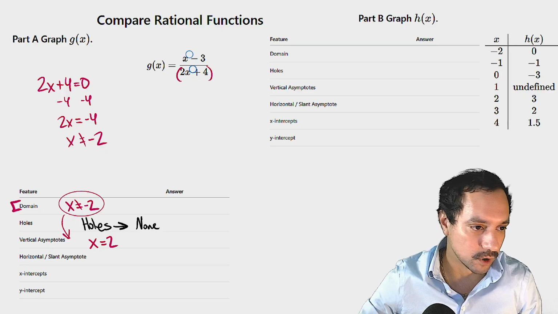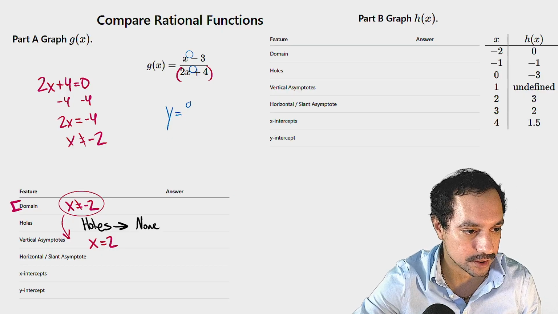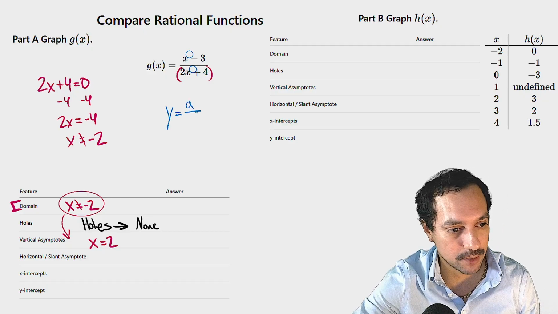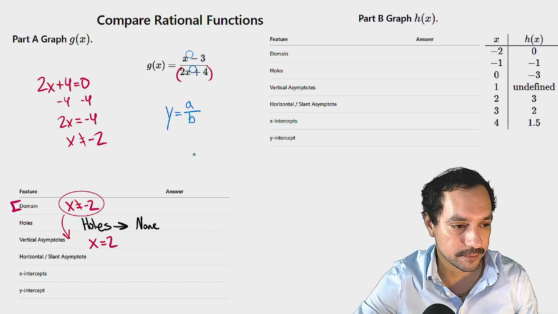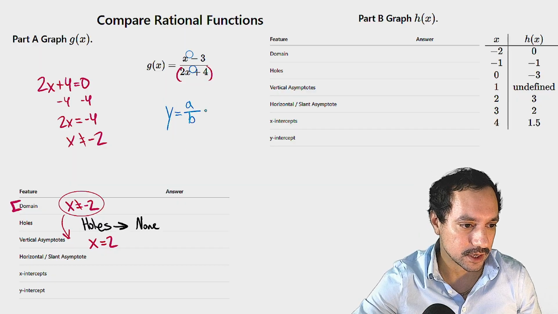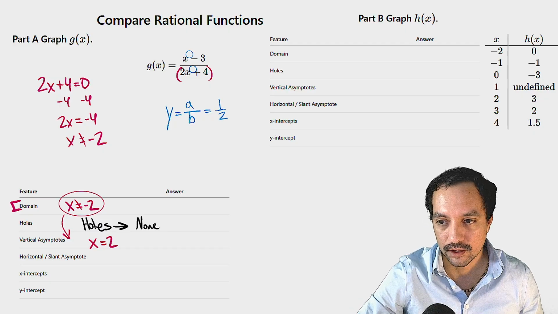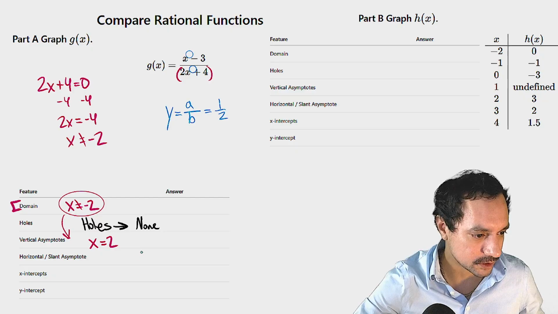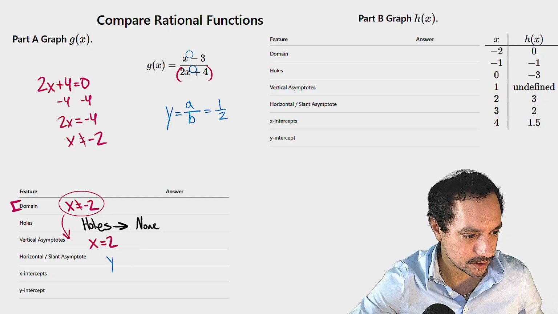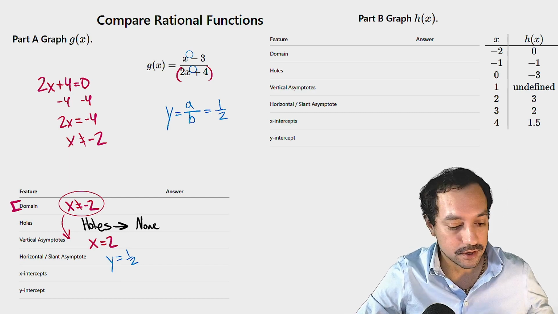in that case, what we do is we take y equals the leading coefficient of the top over the leading coefficient of the bottom, and we create a ratio between them. And so in this case, my horizontal asymptote would be 1/2. All right. So let me go ahead and enter that in. Okay.